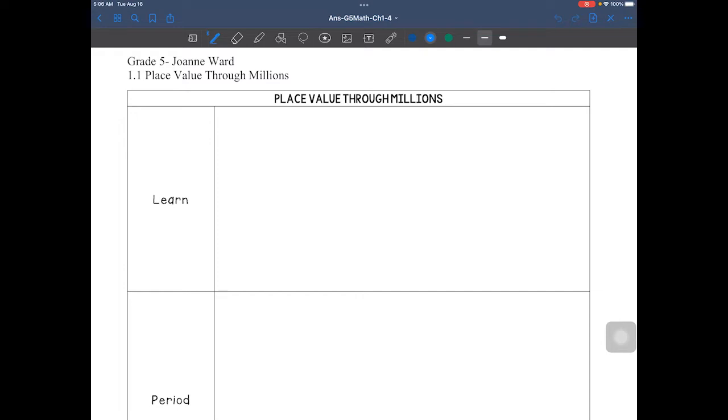What we are learning now is we want to be able to read and write. After we finish this section, we will be able to read and write whole numbers through million.